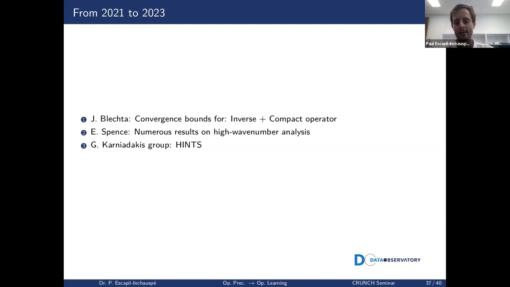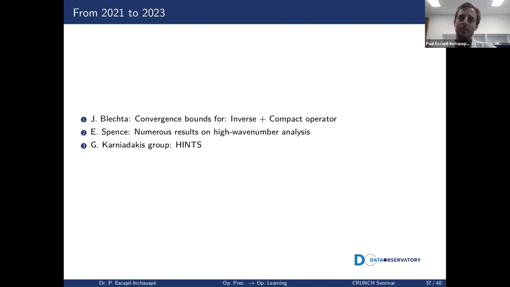Blechta has given results for the convergence of GMRES, not in the case of identity plus compact operator, but for inverse plus compact operator. So this is an extension, and all the bi-parametric theory can apply to this kind of results. So very interesting results because it's much more general.